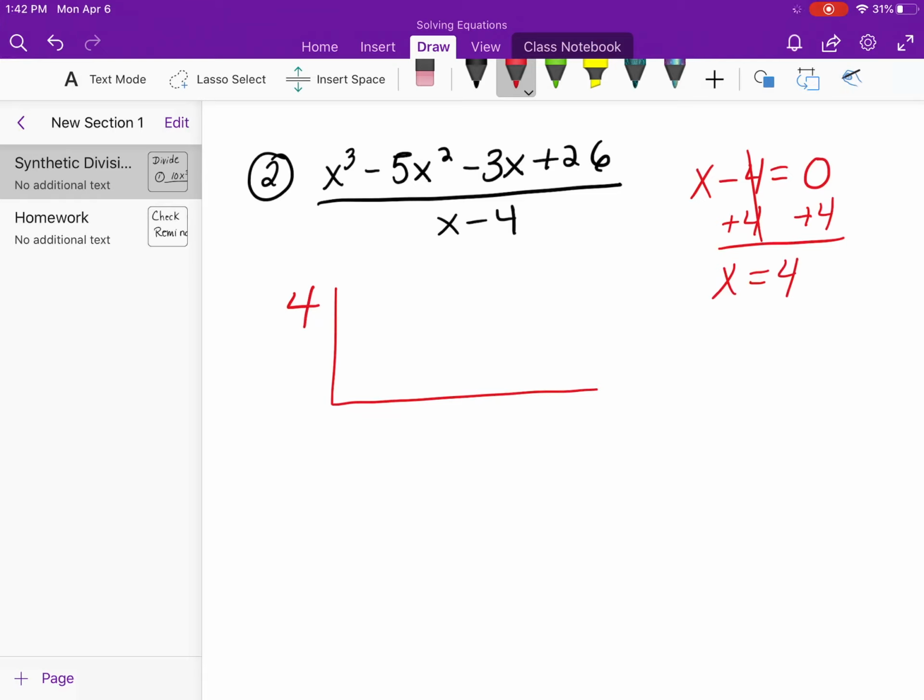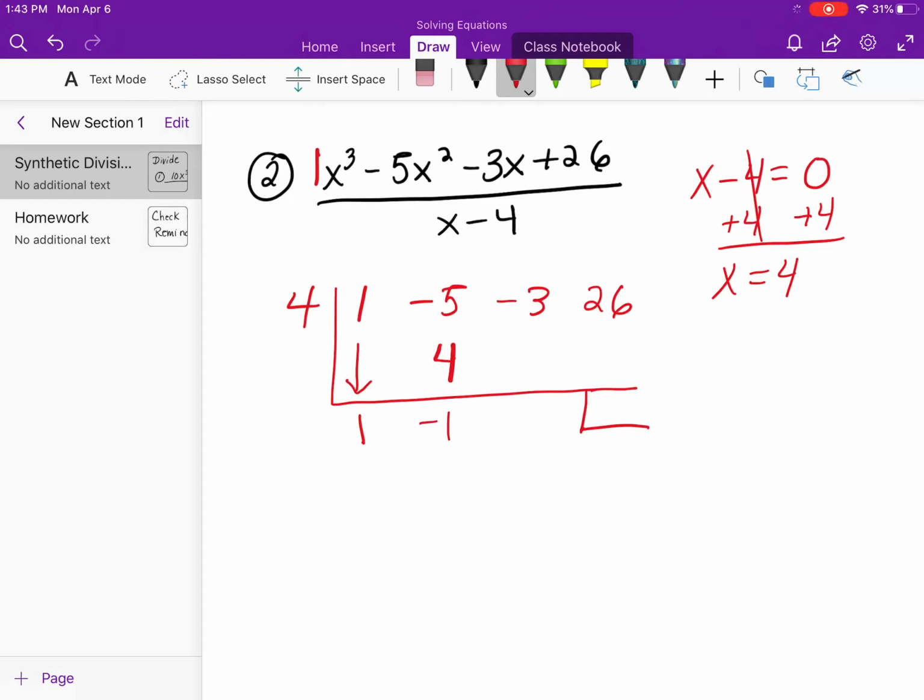And then across the top, on the inside of the box, that's where you're going to put the coefficients. So there's an invisible 1 here. So I'll put 1, and then negative 5, negative 3, and 26. So now I'll just drop down this 1, and then remember the pattern you're going to follow is multiplying on the outside and then adding on the inside. So I'm going to multiply 4 times 1, and I'll place the 4 underneath the negative 5. Then you'll add negative 5 plus 4, so that's negative 1.